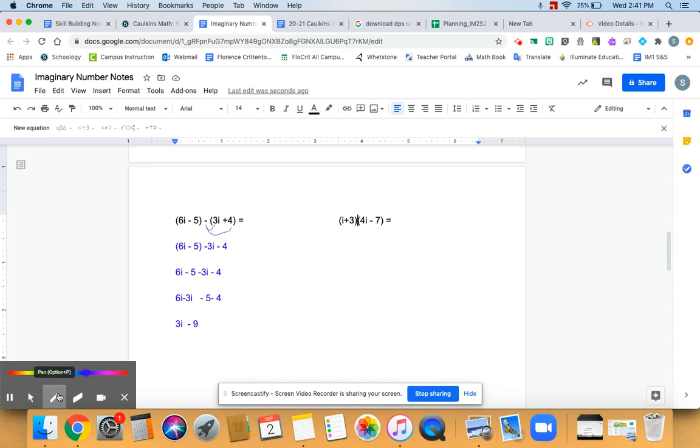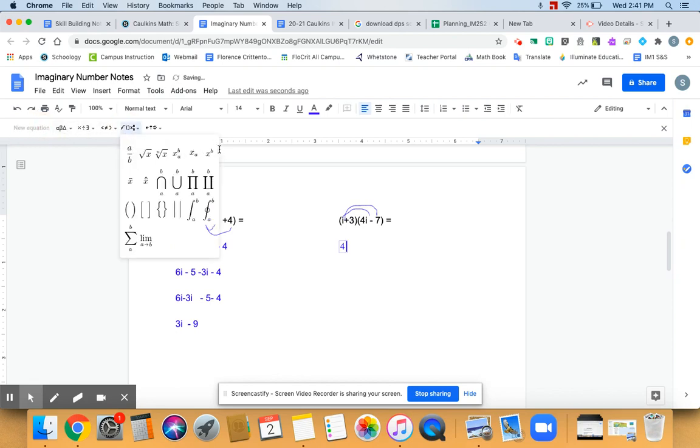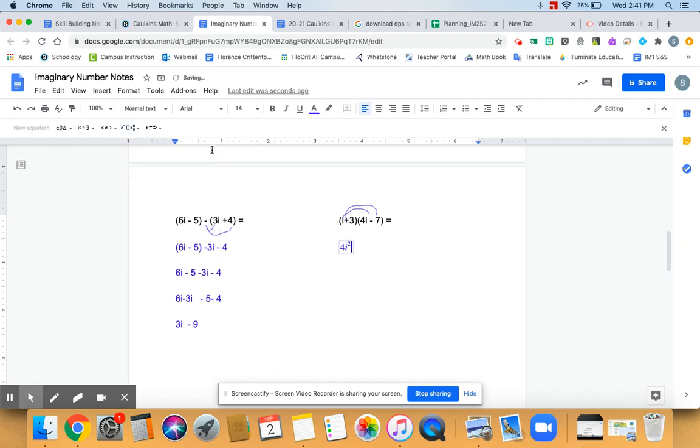Which means I have to take this i, this first term, and multiply it to the 4i and to the negative 7. Because I have to take the first one and multiply it to both in the second one. So then once I've done that, i times 4i is 4i squared. And then i times negative 7 is negative 7i.